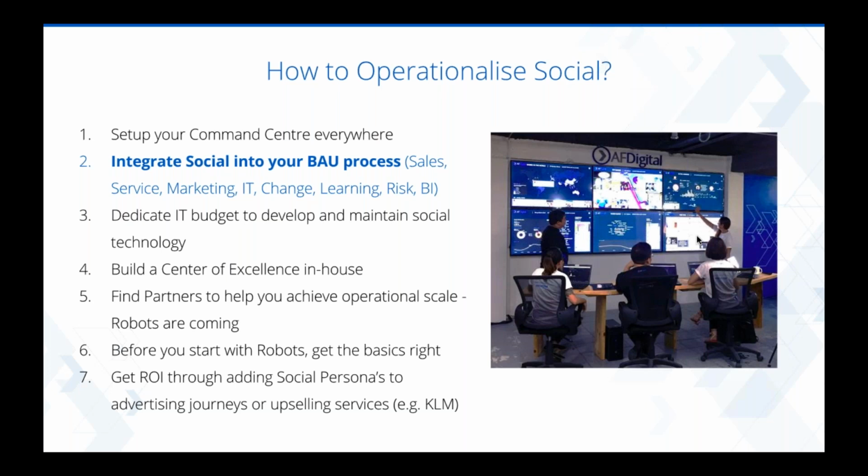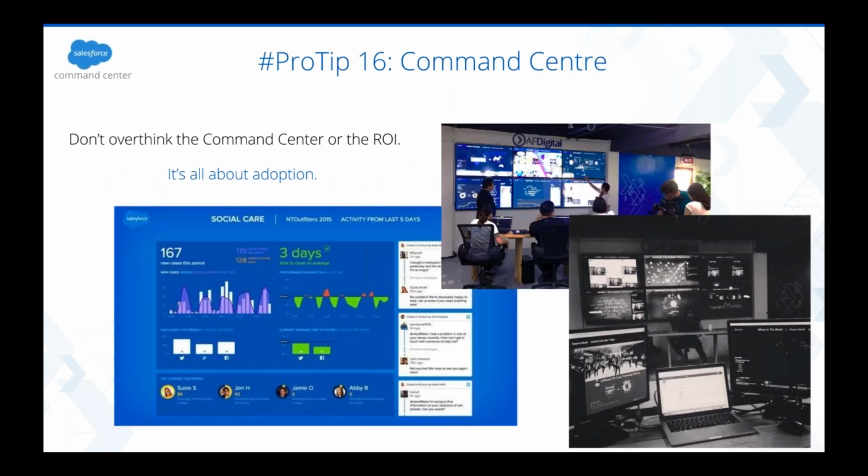And finally, get ROI through adding social personas to advertising journeys or upselling services. So KLM, out of their social customer service, make 25 million euros a year in sales from social alone, and that more than pays for the operation. They've just thought about how to do it.